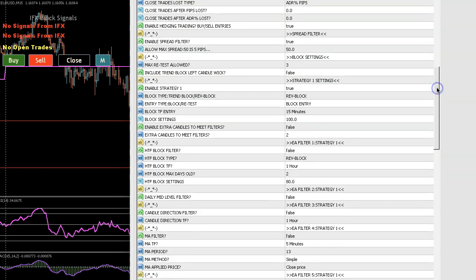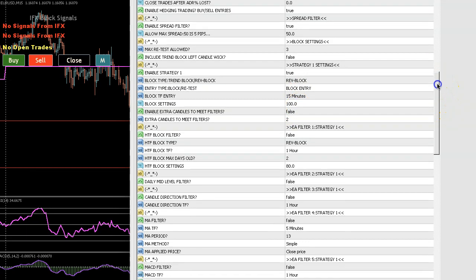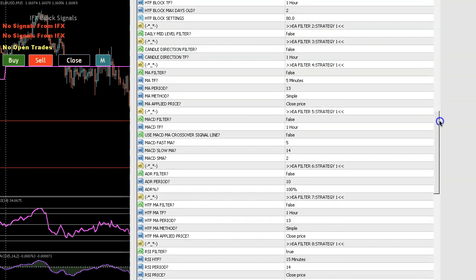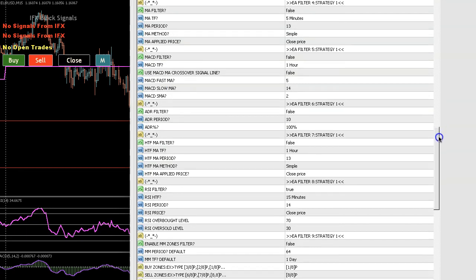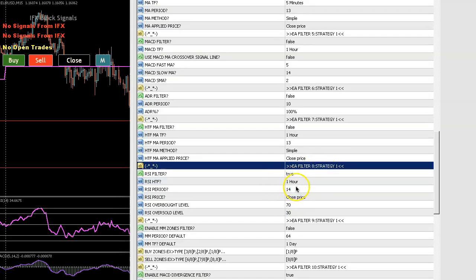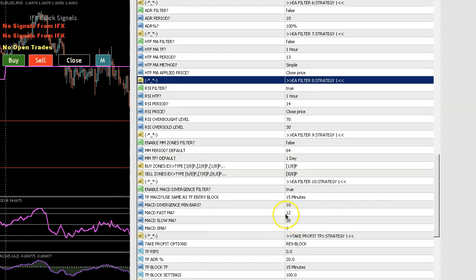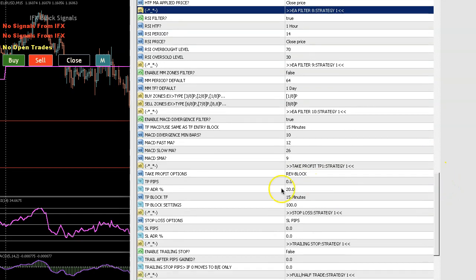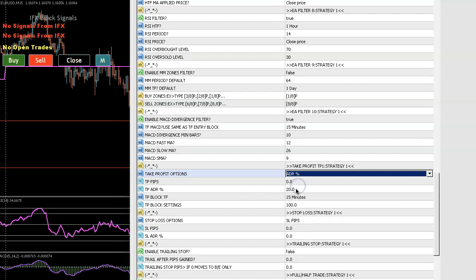So the strategy here again was the reversal block entry, 15 minutes with 100 block settings. I use the RSI. Actually, it is the 1 hour when I ran it on the tester. It is the 1 hour RSI time frame, 14 70 30, and then the divergence, okay, 15 minutes, and then I use the 12 26 9. And on the take profit, I did the ADR 20%, and the stop loss is everything 0, okay? That was what I did on the tester, and those were the results I actually got.